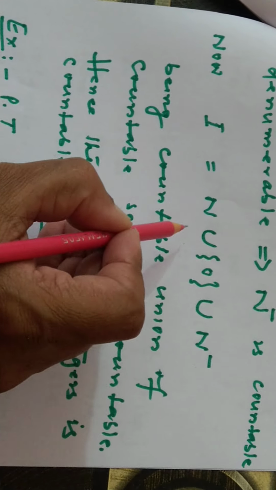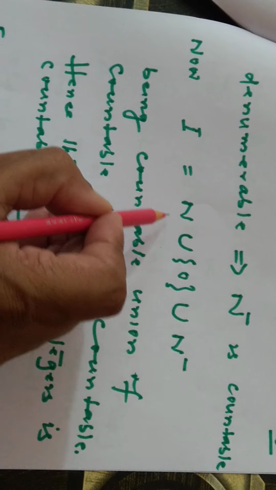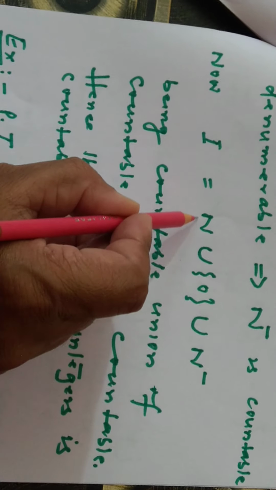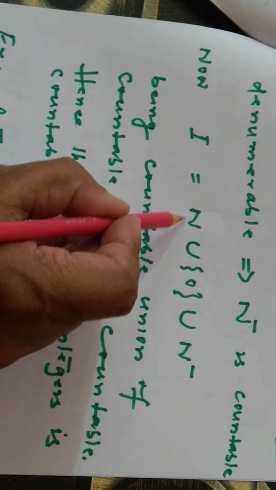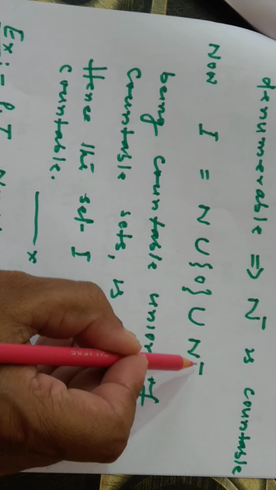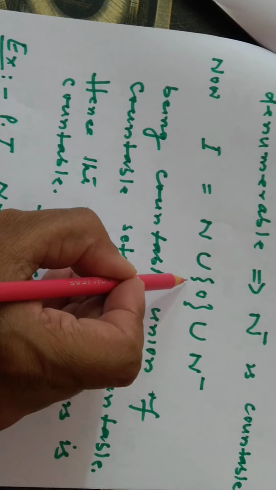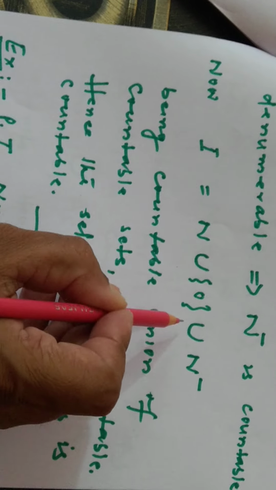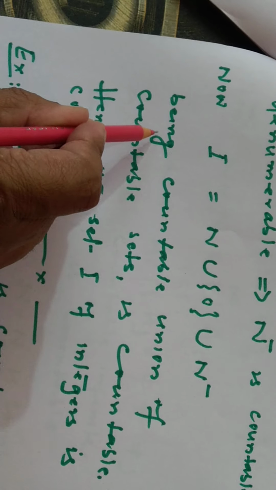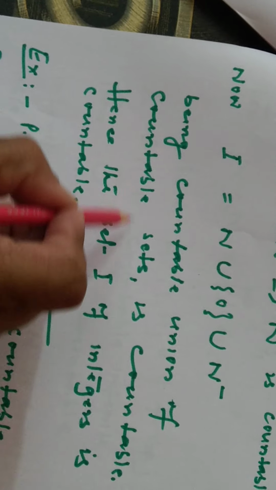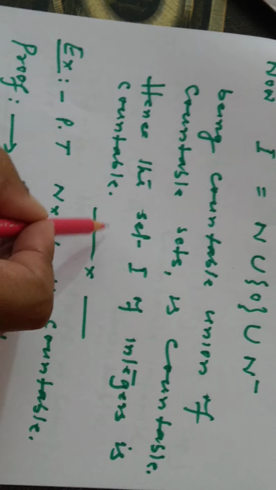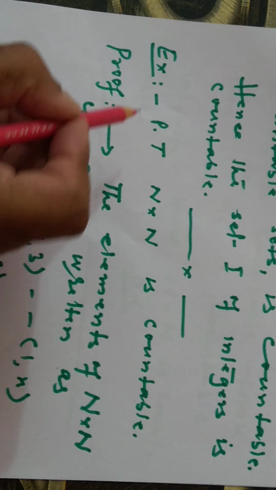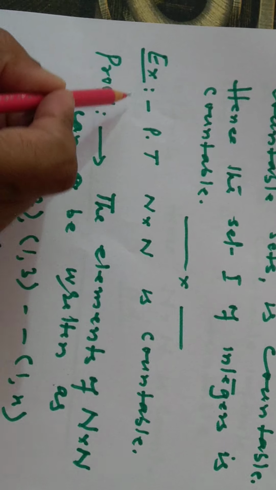Set of integers, as you know, is the union of positive integers, negative integers, and the element 0. And we have already proved that N is countable and N minus is countable, and the set containing 0 is a singleton set, and it is already countable being a finite set. That we have written here, being countable, union of countable sets is countable, hence the set I of integers is countable. Now we take the next example.